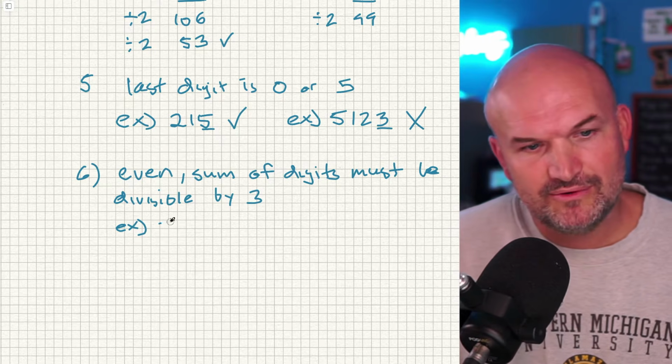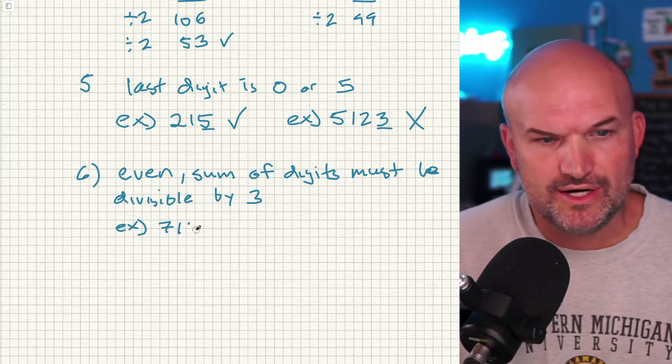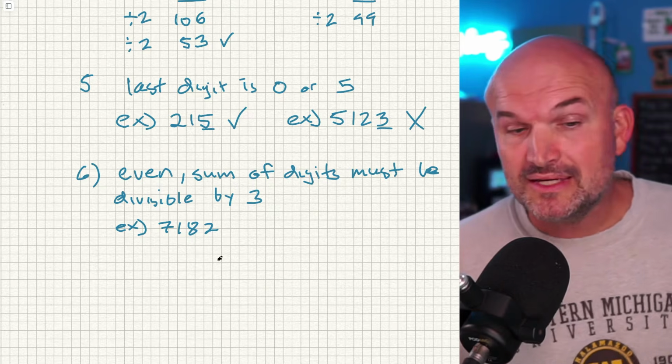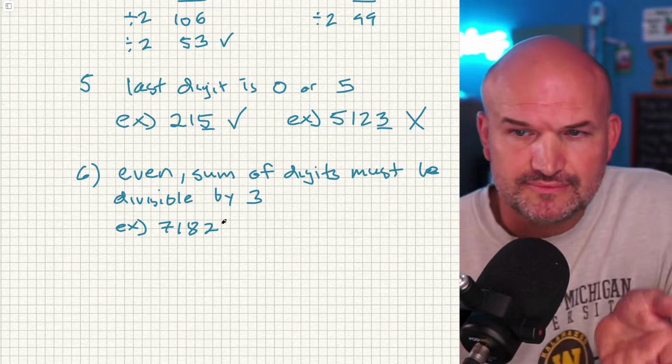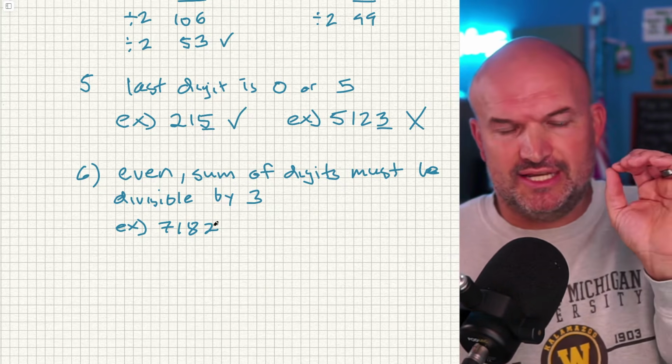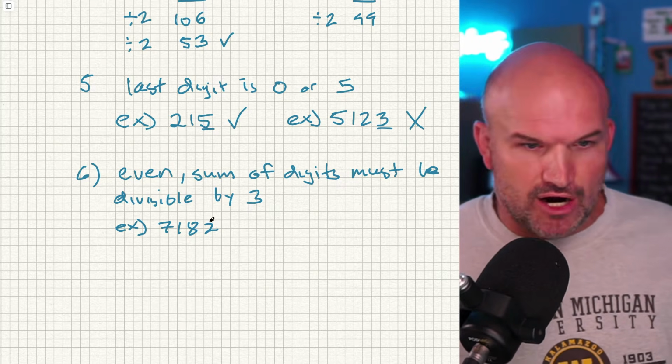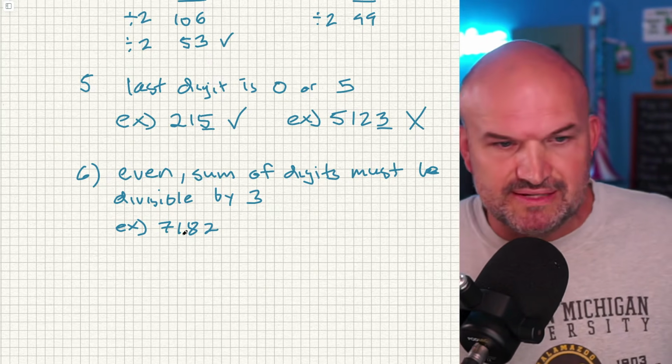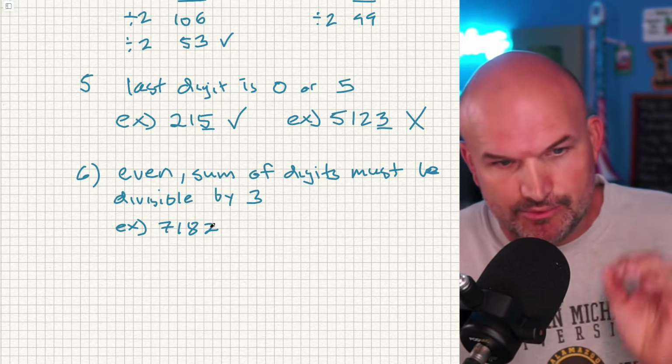Let's take a look at some examples. For this one, what if I had 7,182? Now we know the last digit is even, right? So we have an even number. To determine something's odd or even, just look at the last digit. So we know it's even.